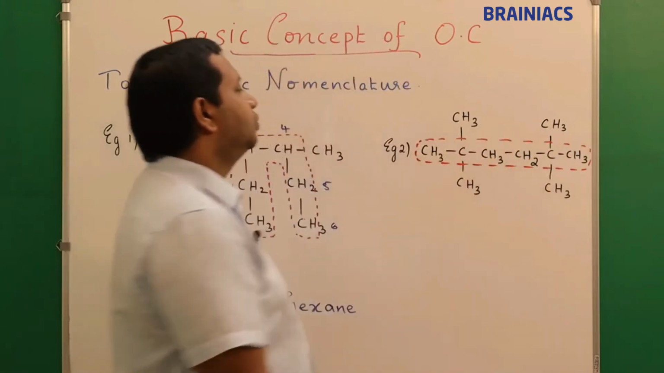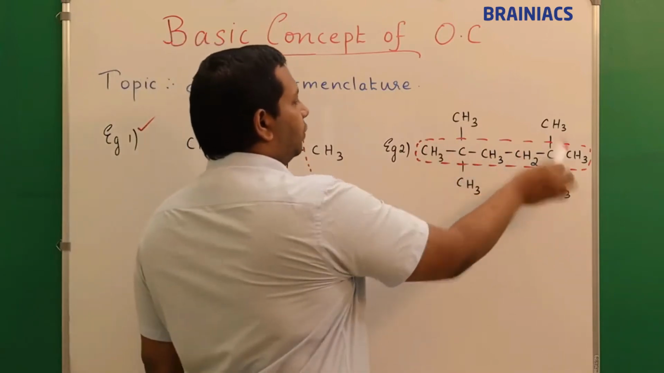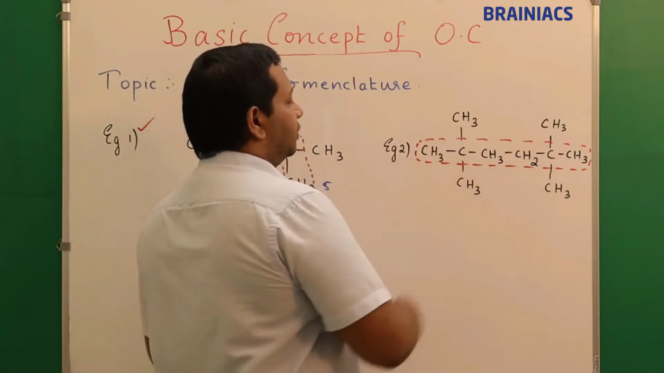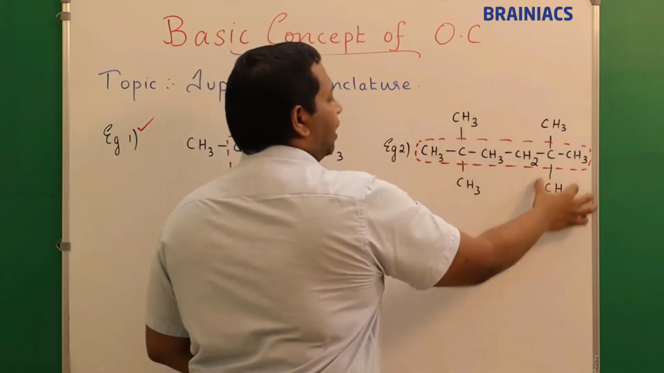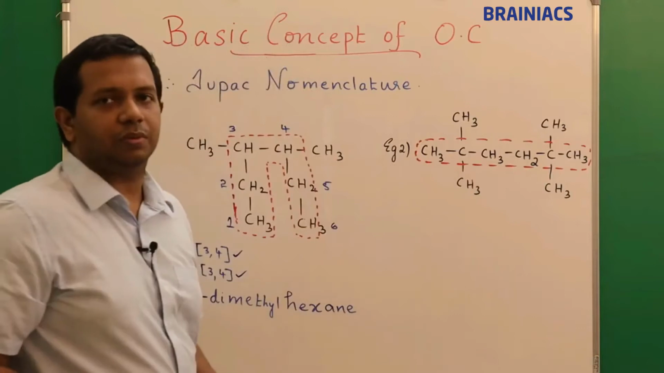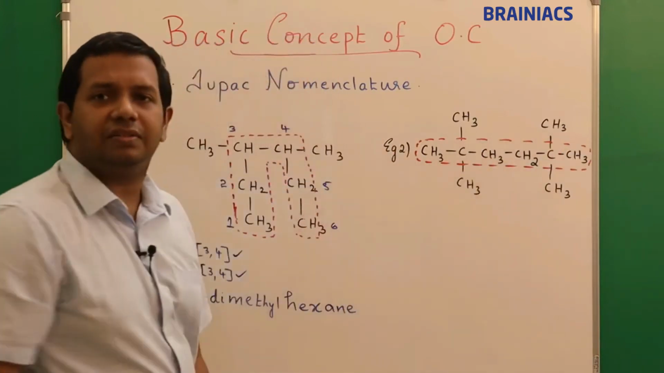So you can see if I choose this as my parent carbon chain, 1, 2, 3, 4, 5, 6. Now how many substituents are there? Here one is there, here one is there, here another one is there, here another one. So you will get 4 substituents. And if you choose this one also, you will get 4 substituents. In all the ways it is similar only.